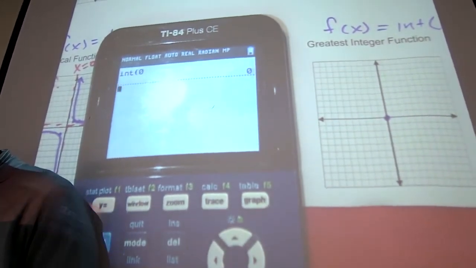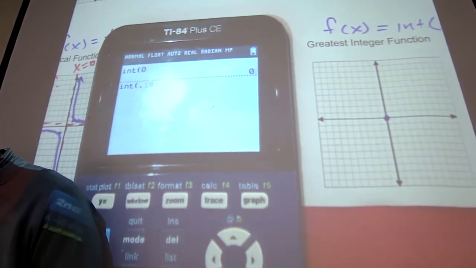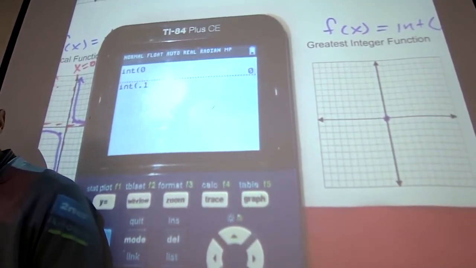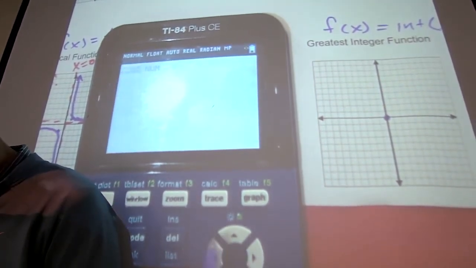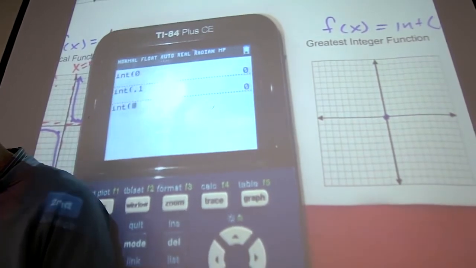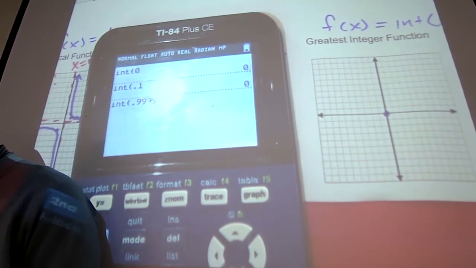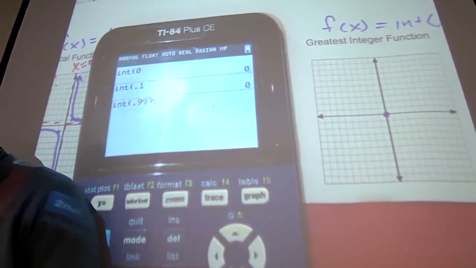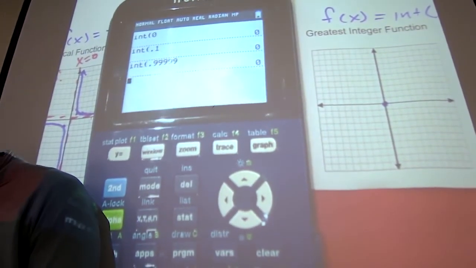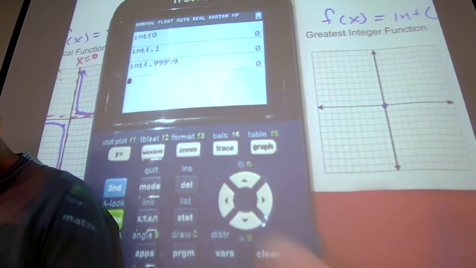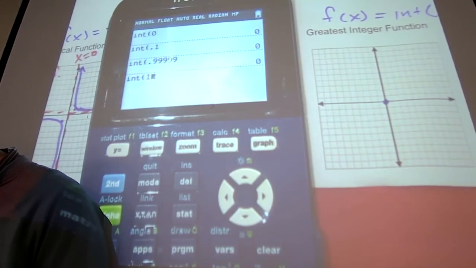If I do the same thing, math menu, number, int, if I do like 0.1, it rounds down to 0. Okay, if I do it again, math menu, number, int, if I do 0.99999, it rounds down to the greatest integer that is less than that number. So the greatest integer of 0.999, that is less than that, is 0. It always rounds down.